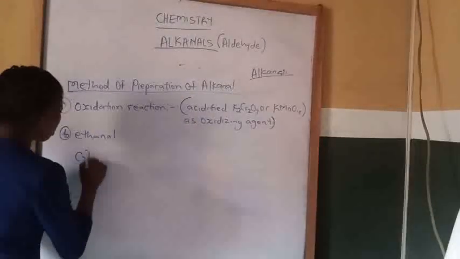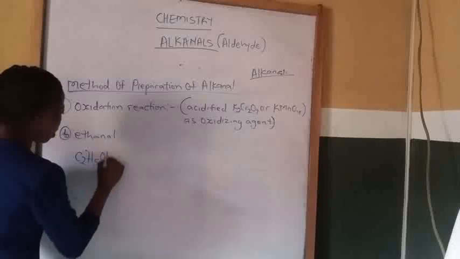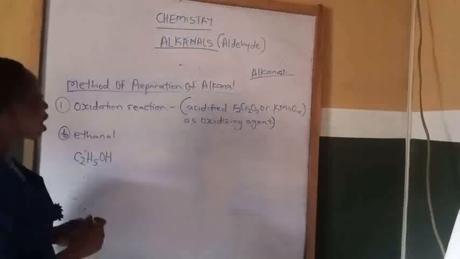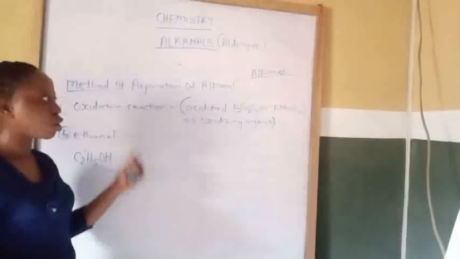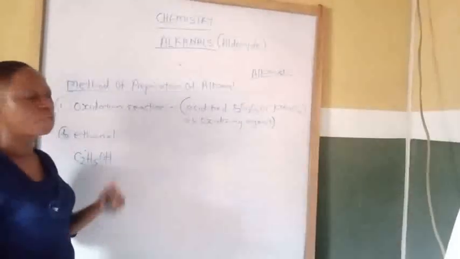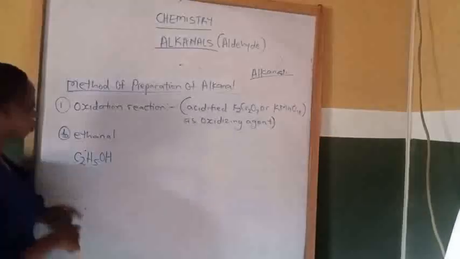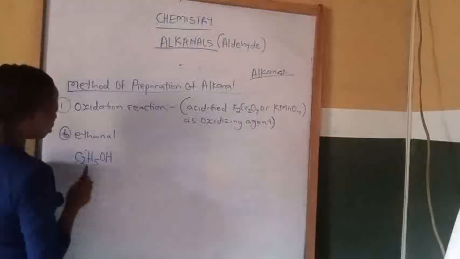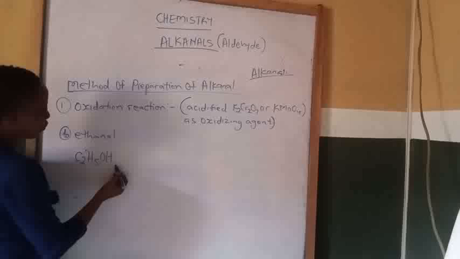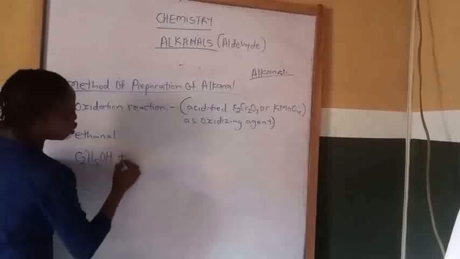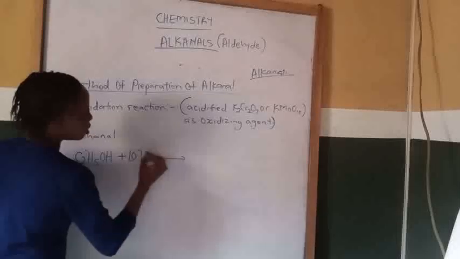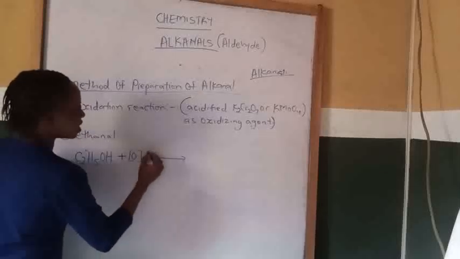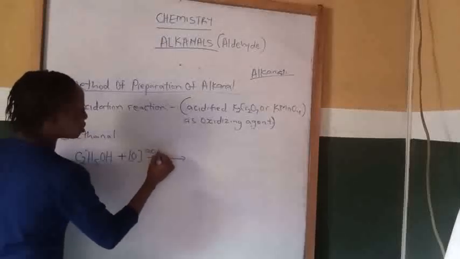Ethanol is C2H5OH. Don't forget that we are preparing alkanal from a corresponding alkanol. So for the oxidation of ethanol, you add oxygen from your oxidizing agent. Our oxidizing agent is what? Acidified what?